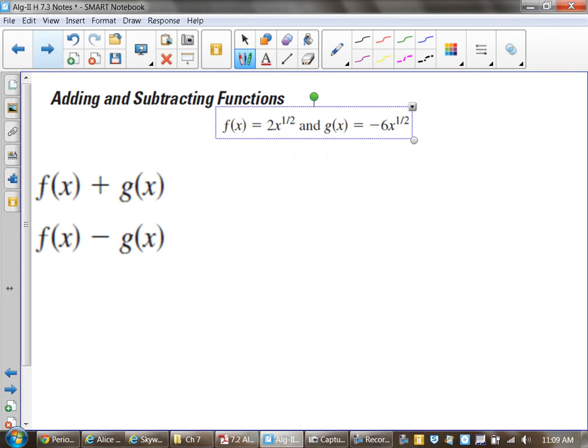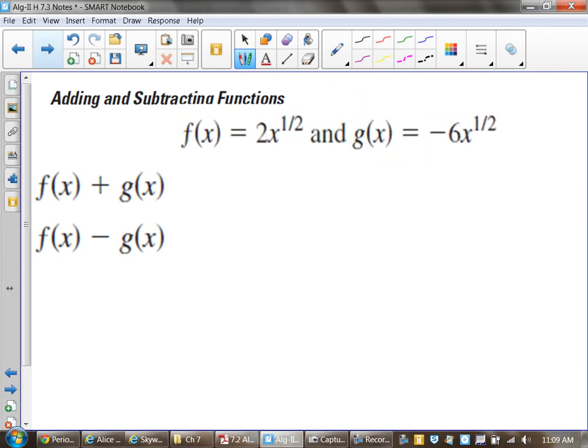Nah, division really isn't all that bad. It's when you have composite functions, when you're substituting f of g of x. That's a little bit of the weird stuff. So here, let's look at one that starts out like this. I have f of x is 2x to the 1/2, and I have g of x is negative 6x to the 1/2.